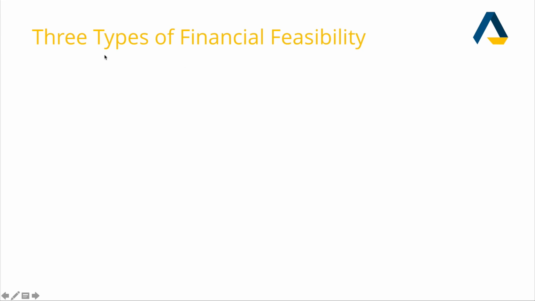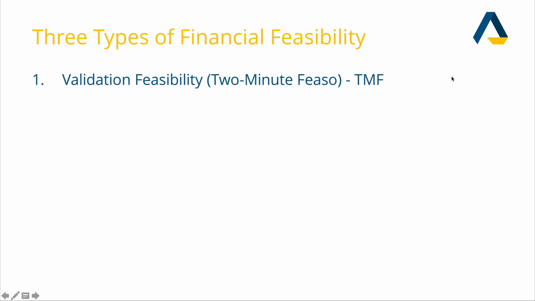There are three basic types of financial feasibilities. Number one is the validation feasibility, which is what this module covers, and we are going to see how we can do them and install the add-on. I'll explain how everything comes together and how you can actually make use of that 2 minute FISA.